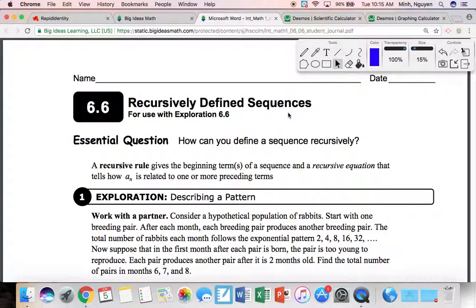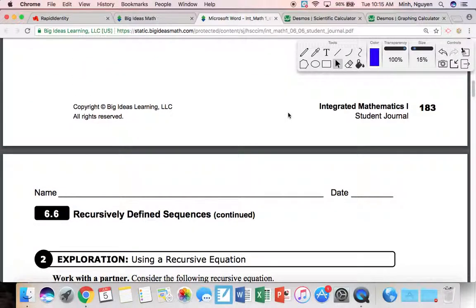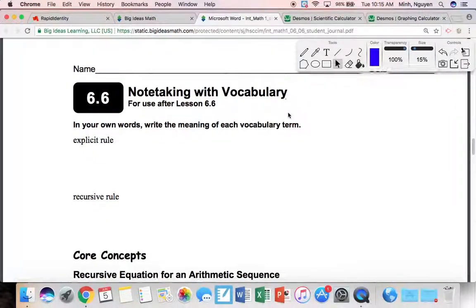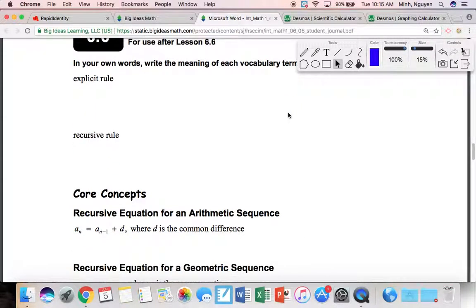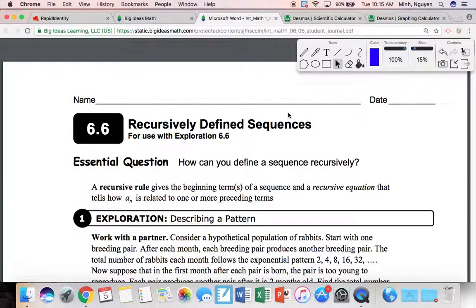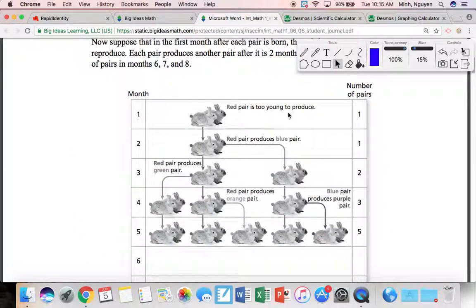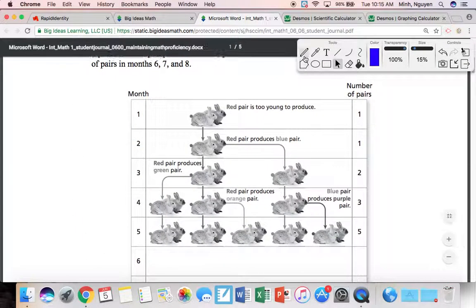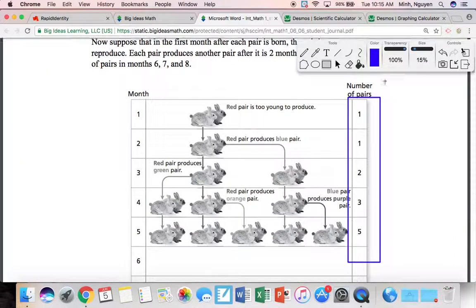Alright guys, we're here on the last section of chapter 6, recursively defined sequences. How can you define a sequence recursively? And we are on page 183. Actually, let's look at the examples real quick. So you have 1, 1, 2, 3, 5. This is what I'm looking at here, 1, 1, 2, 3, 5.